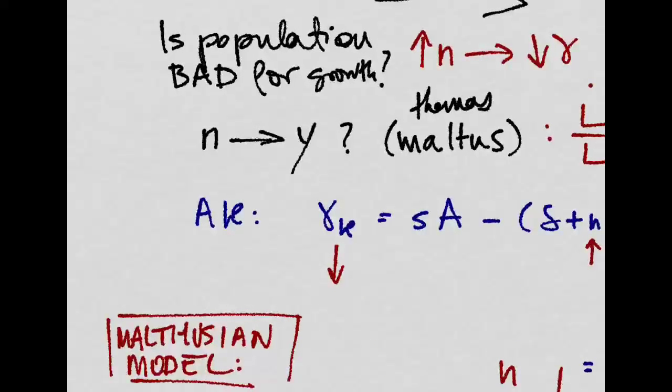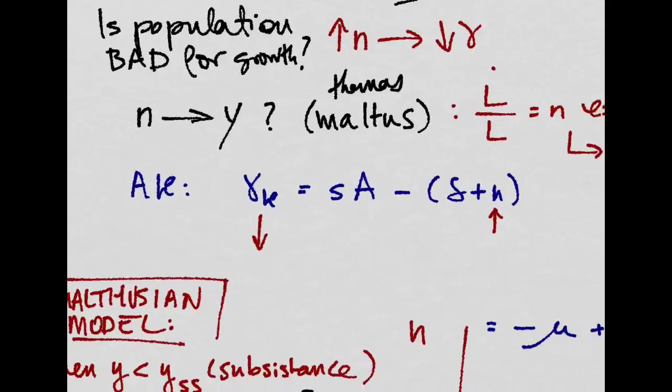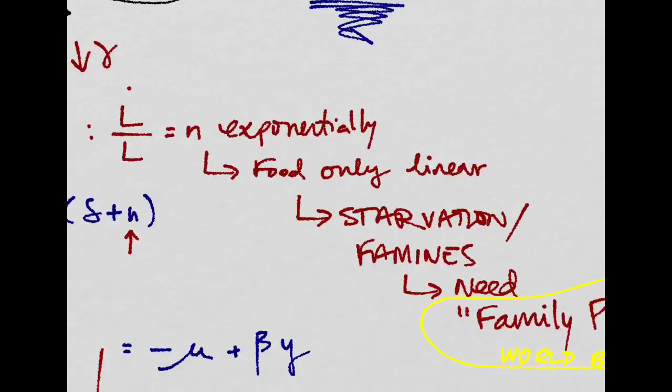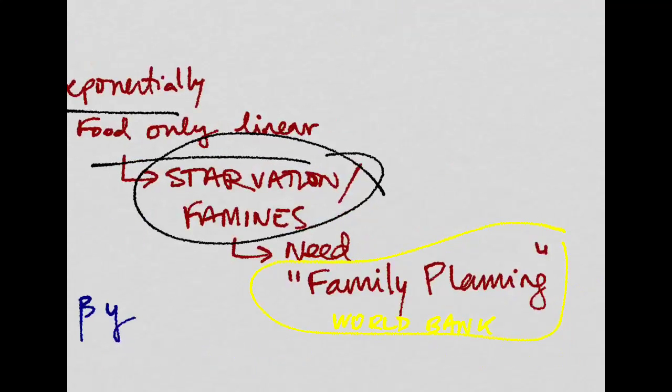So the usual approach, the traditional approach coming from Malthus, is that population growth is bad for income, because basically as population increases exponentially, food is only increasing linearly, and this leads to periods of starvation, famines, when we have too much population growth. So the solution to this, which was the same one that Malthus was supporting back in the 19th century, and the same one that the World Bank is preaching now in developing countries, is family planning.